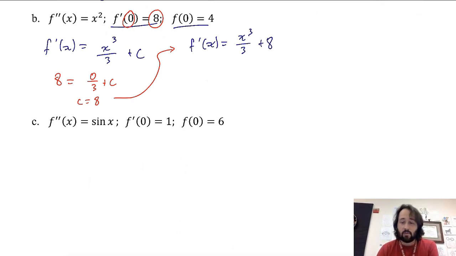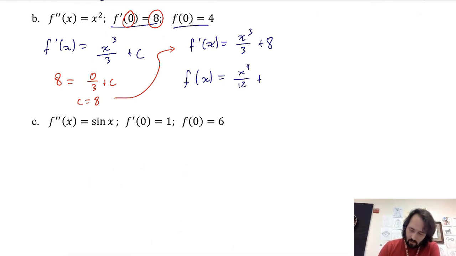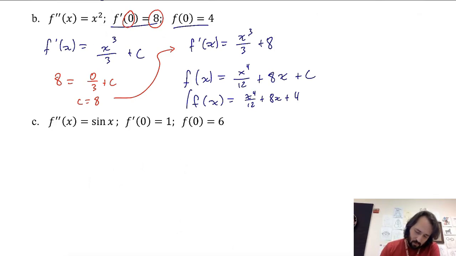Then I'm still trying to go into my particular solution, so I want to go to f, which would mean I would add 1 to my exponent and divide by that new exponent, so plus 8x plus c. And then I will use the fact that f of 0 equals 4 to help me solve. Well, that's nice because if x is 0, that's 0, that's 0, so that means 4 equals c. So instead of that c, I will say my particular solution is x to the 4th over 12 plus 8x plus 4.